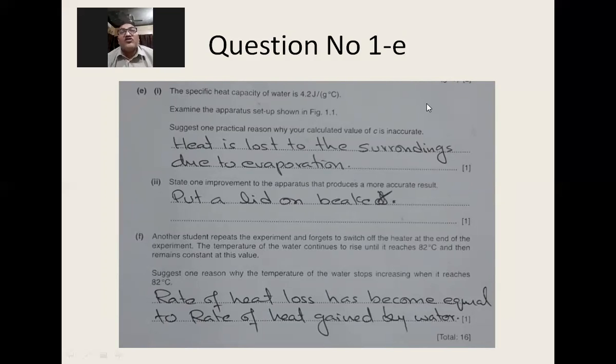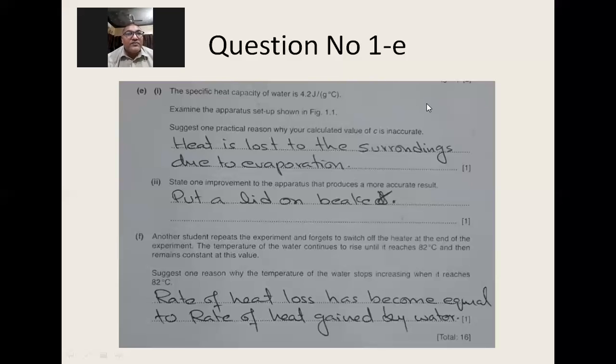So heat is lost to the surroundings due to the evaporation. The question was to give one practical reason why your calculated value of the C is inaccurate, because we have not put a lid on that water beaker. By the process of evaporation, a lot of heat is being lost to the surroundings instead of going to the water. Then: state one improvement to the apparatus that produces a more accurate result. Our answer is that we should put a lid on the beaker.